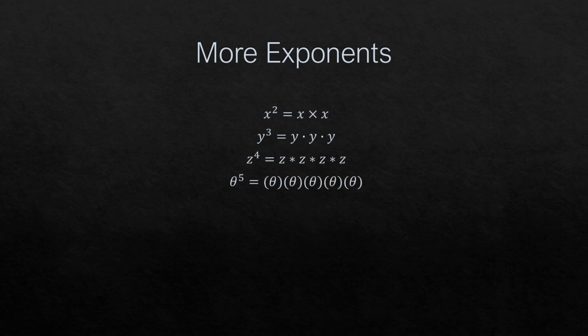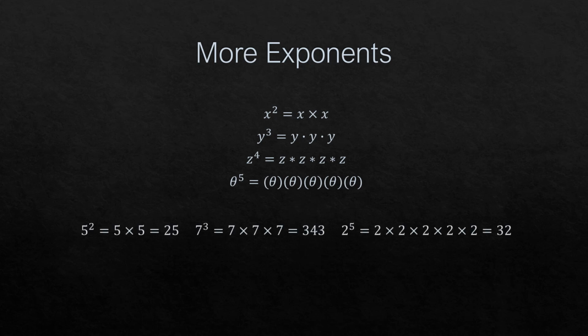Before we move on from exponents, squaring numbers is only a small subset of what exponents can do. Like we said, x squared, a superscripted 2, means x times x. Y cubed, a superscripted 3, is y times y times y. There are 3 y's. You could take z to the 4th power. There'd be 4 z's, z times z times z times z. Similarly, theta to the 5th power would be 5 thetas all multiplied together.